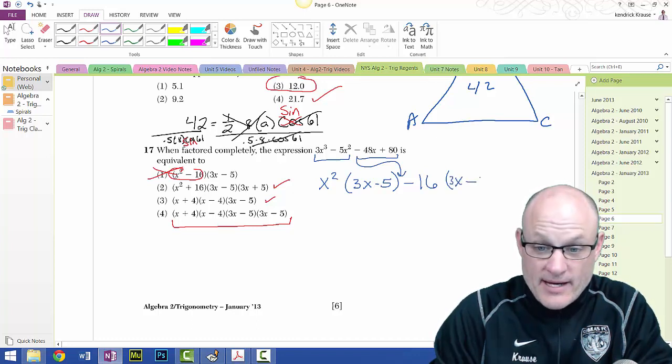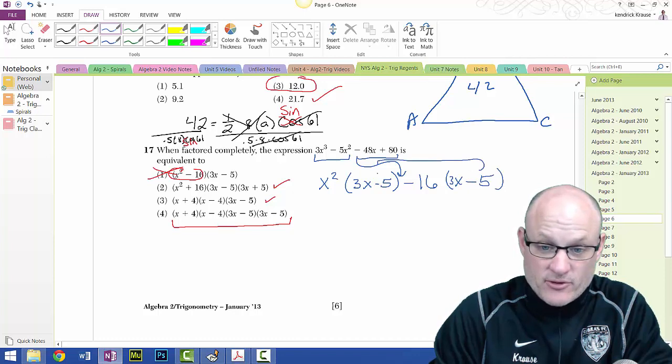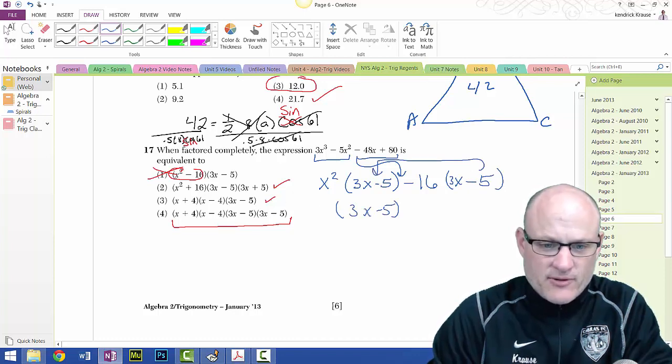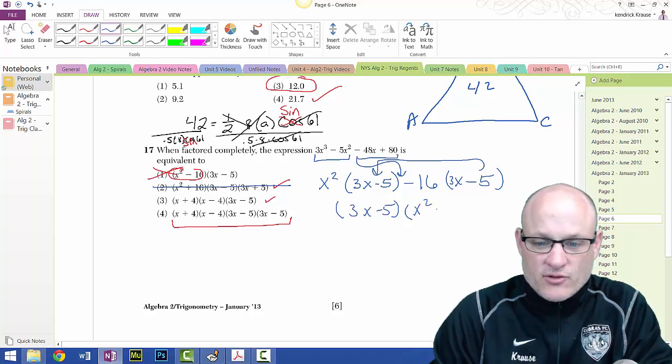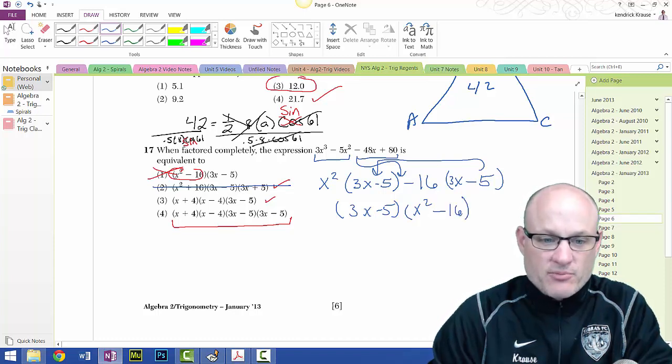3x minus 5. Now, those parentheses have to match if you're doing this. So that's your first set of parentheses, 3x minus 5. Do we have a 3x minus 5? This one doesn't have a 3x minus 5. These two do, and this one's the more complicated one. So I'm going to guess it's probably 4x squared minus 16. And yeah, that can be factored to x plus 4, x minus 4.